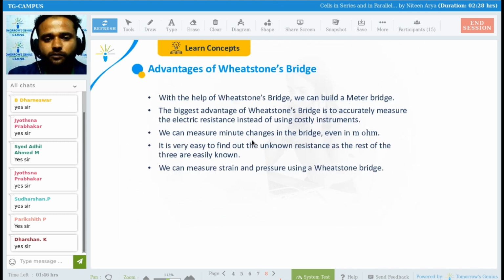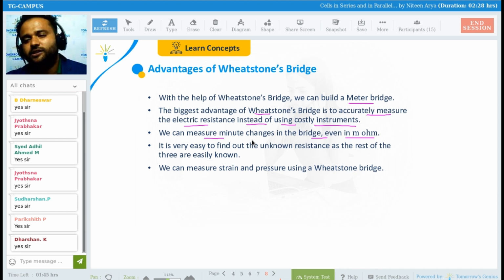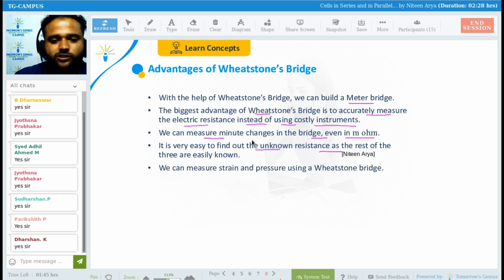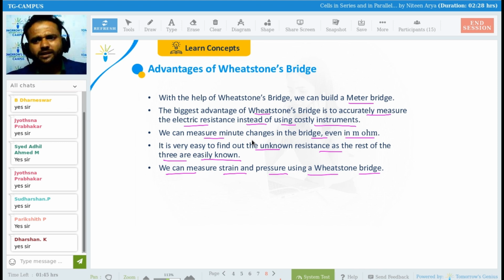So, advantages of the Wheatstone bridge. With the help of the Wheatstone bridge, we can build a meter bridge. The biggest advantage of the Wheatstone bridge is to accurately measure electrical resistance instead of using a costly instrument. We can measure minute changes in the bridge, even in milliohms. It is very easy to find the unknown resistance as the rest of the three are easily known. We can measure strain and pressure using a Wheatstone bridge also. Strain and pressure, how so?